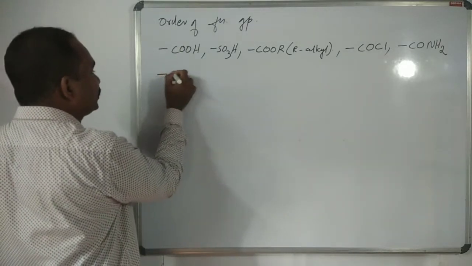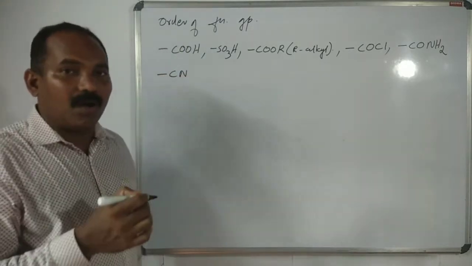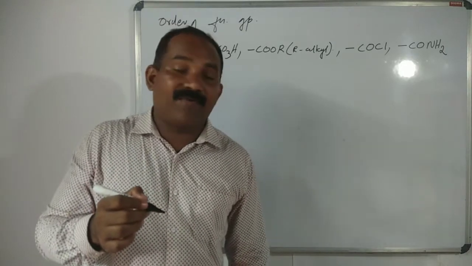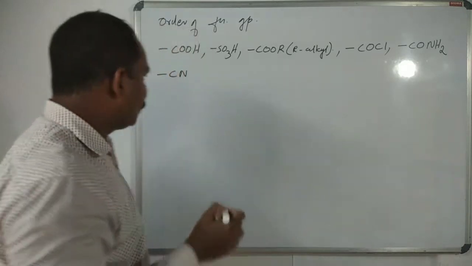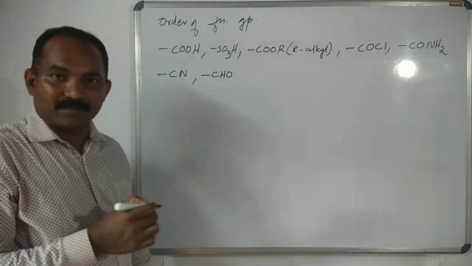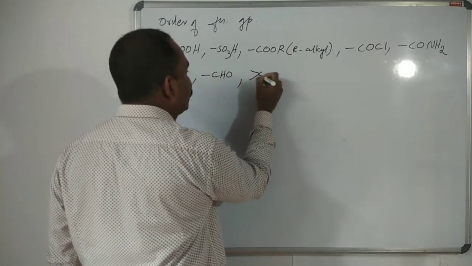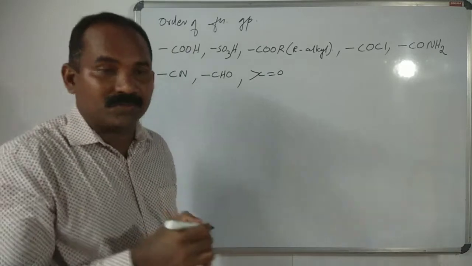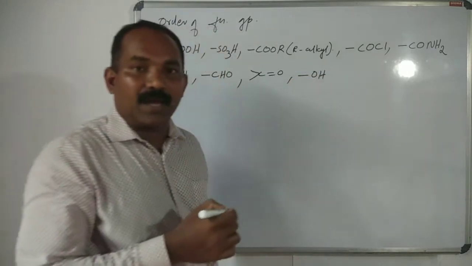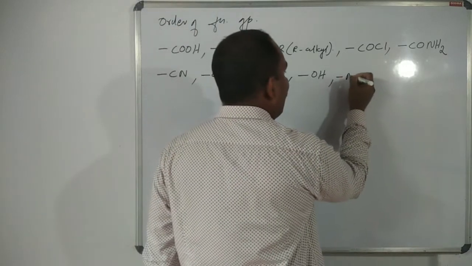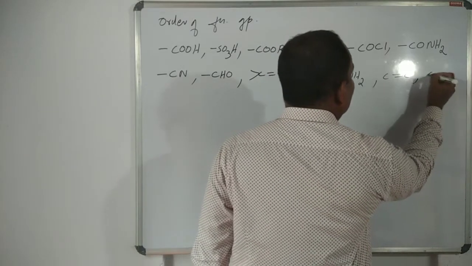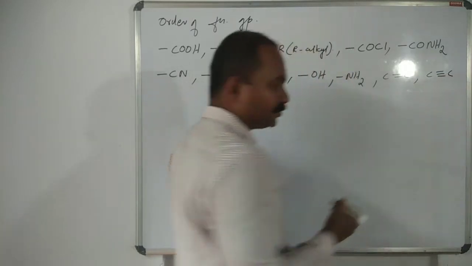The next priority is given to cyanides or nitriles. Nitrile is the secondary suffix, and the family is the cyanide group. Then comes CHO, the aldehyde group. Then the ketonic group, C double bond O, ketones. Then alcohols, then amines. Then C double bond C and C triple bond C.